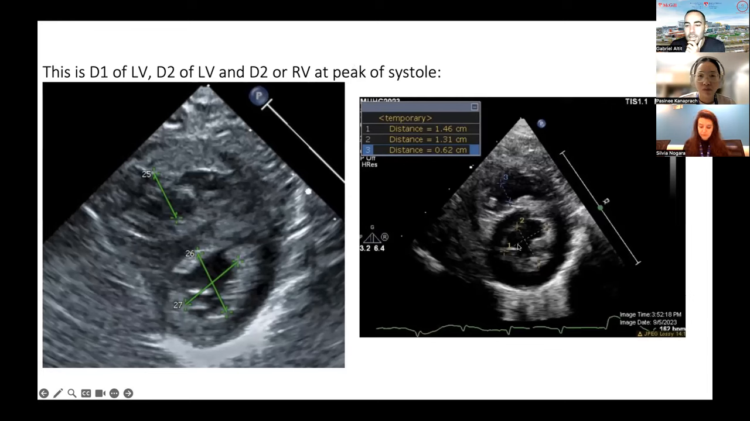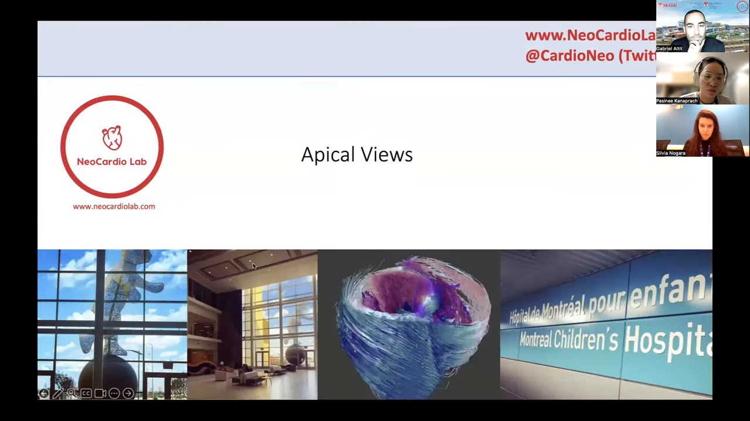So here you can see an example where it's a very nice circle, papillary muscle, parallel to the septum, perpendicular to the septum, and then perpendicular to the septum for the RV, and then same thing here. Apical view, everything clear for the two views, parasternal short, parasternal long?